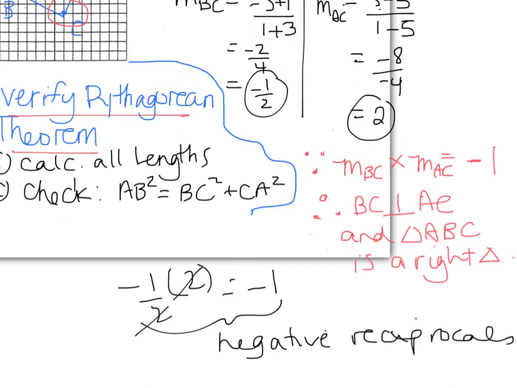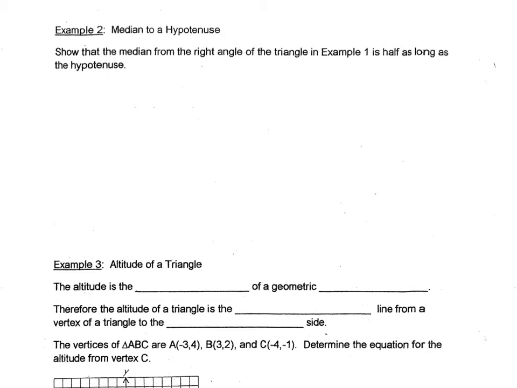Okay, so let's look at the next question. Median to a hypotenuse. So example 2 says show that the median from the right angle of the triangle in example 1 is half as long as the hypotenuse. Now, it would be really easy if we had the drawing right here, but I'm going to sketch it again really quickly.